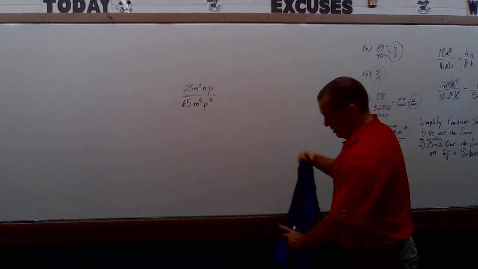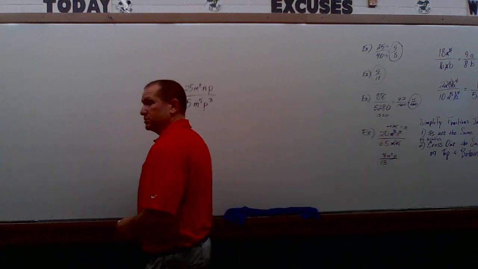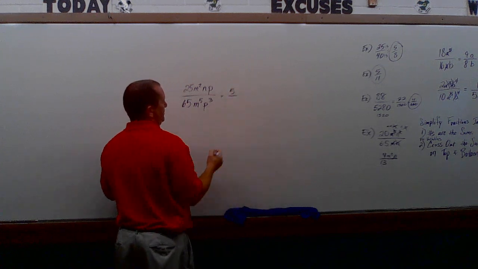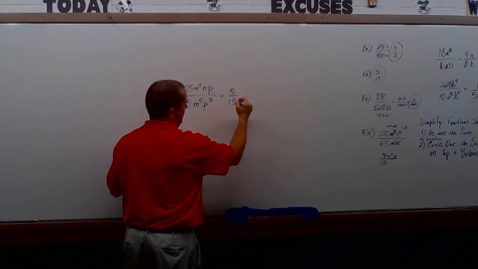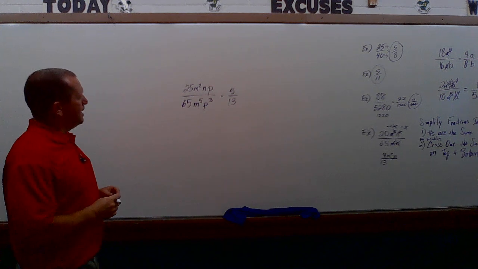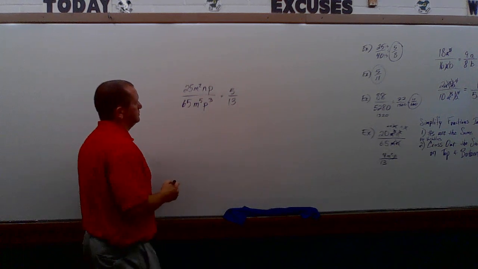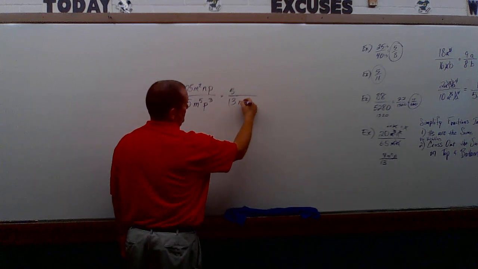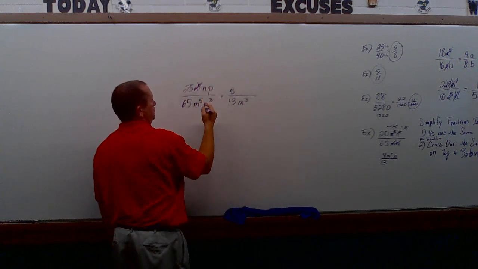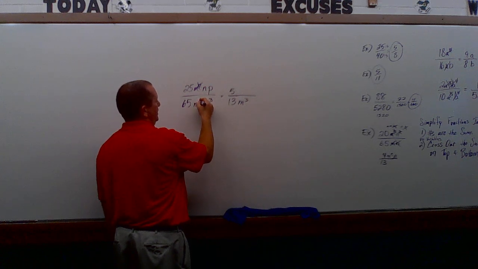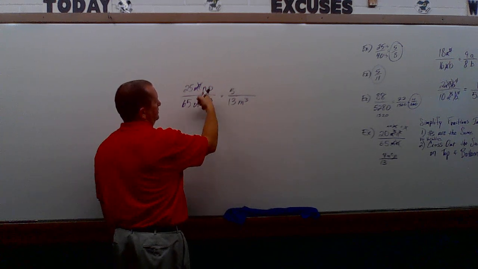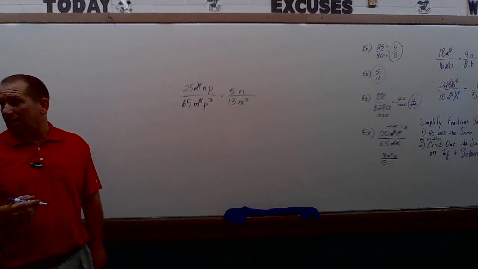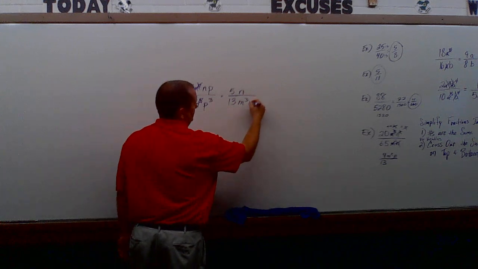How do we do this? Biggest number I can take out of both my numbers: 25 divided by 5, 65 divided by 5, 13. How many m's and where are they? 3 m's at the bottom, right? There's 2 up here, and I take 2 from 5, so that's 3. N, there's only 1 n in the whole problem, so it's got to stay there. And how many p's and where? 2 p's on the bottom. p squared on the bottom.